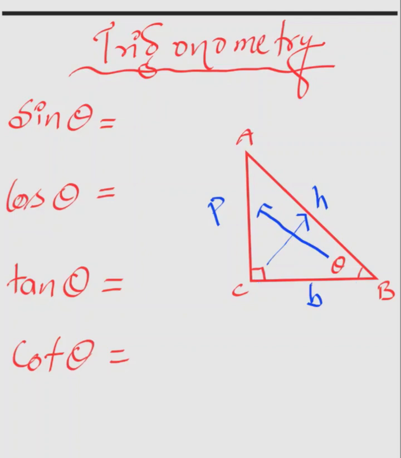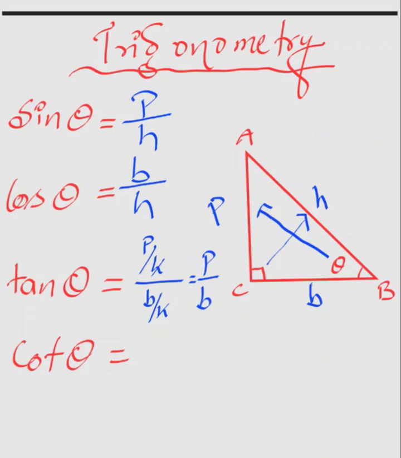Now first start with sine. In case of sine, it is perpendicular by hypotenuse. In case of cos, it is b by h, base by hypotenuse. Tan theta is simple, just keep this and this. Sine theta by cos theta is always tan theta. That means h and h are cancelled, leaving p by b.